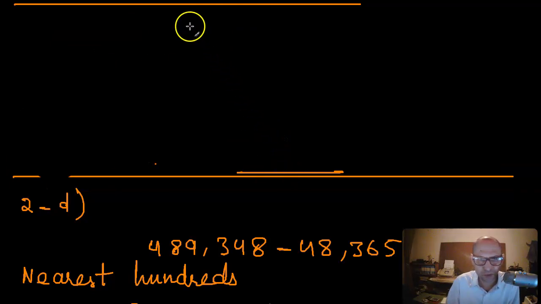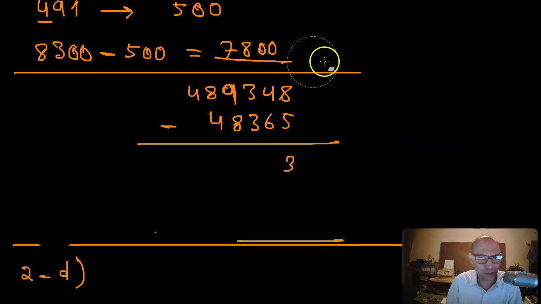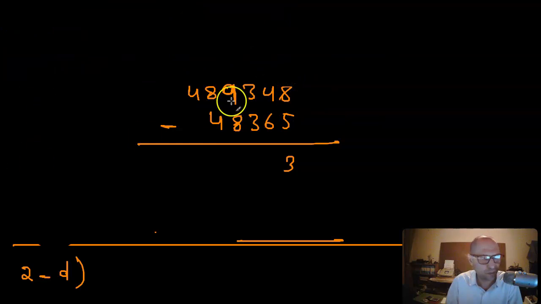The numbers that we had over here are basically these two numbers. The numbers that we have over here are 489,348, and this is 48,000. This is 489, and this is 48,365. So then 8 minus 5 is equal to 3. Or essentially what I could do, I could borrow one from here. This becomes a 2, this becomes a 14. 14 minus 6 is equal to 8.